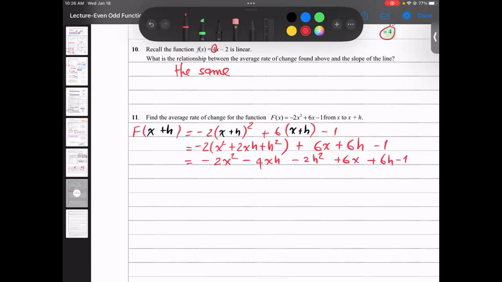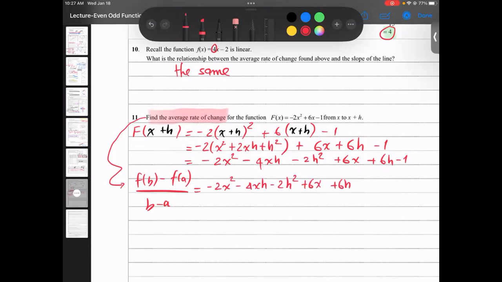Now we need to find the average rate of change. It's going to be f of b minus f of a over b minus a. What's f of b? f of x plus h, right? So that whole thing we just did. So we write negative 2x squared minus 4xh minus 2h squared plus 6x plus 6h minus 1, minus f of a. f of a is your f of x. So minus that whole function, the block, I call it a block.